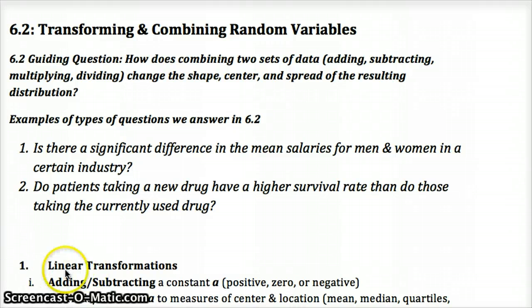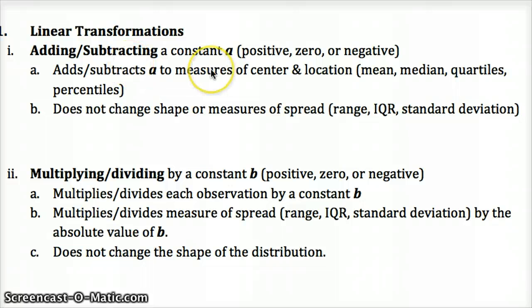So let's look at linear transformations first. Adding and subtracting a constant, just like before, so this should be a review, adds a to the measures of center and location, meaning the mean, the median, the quartiles, and percentiles, because you're adding a to every number. In the same way it would subtract if it was a negative number. It's like adding a negative. It doesn't change the shape, doesn't change measures of spread like range, IQR, and standard deviation. So this should be review, just like before.